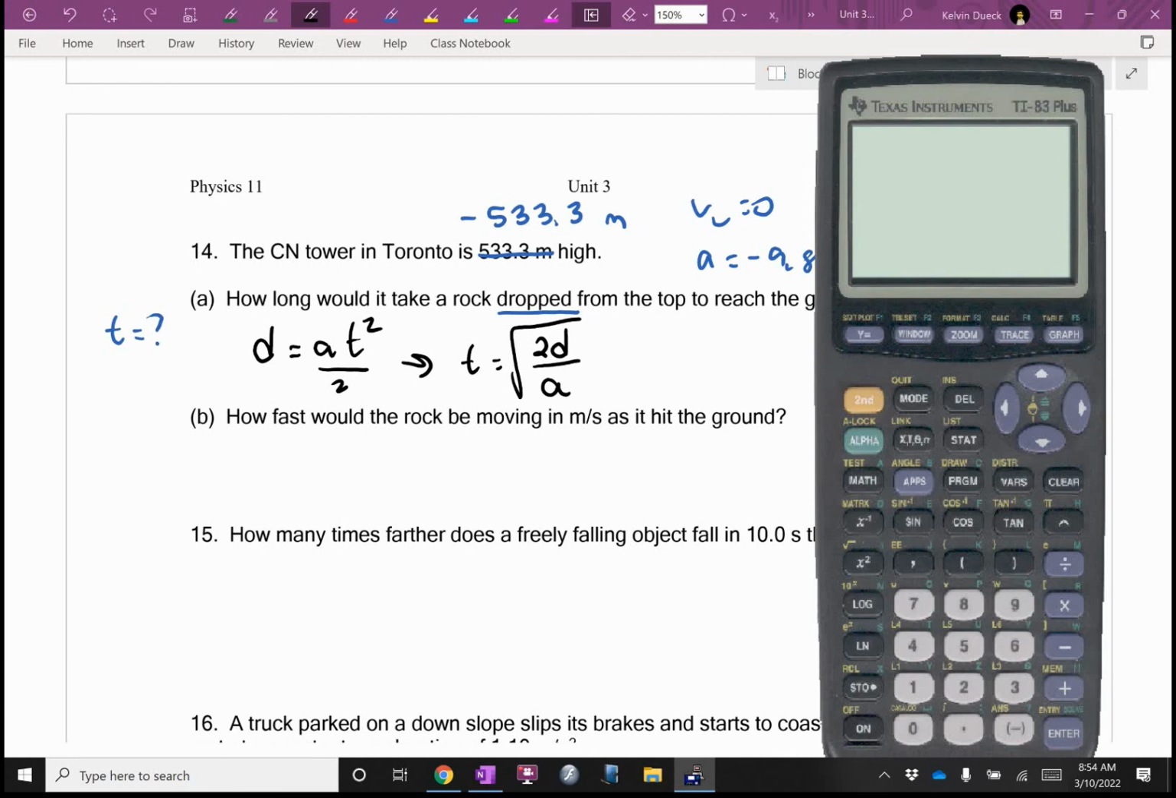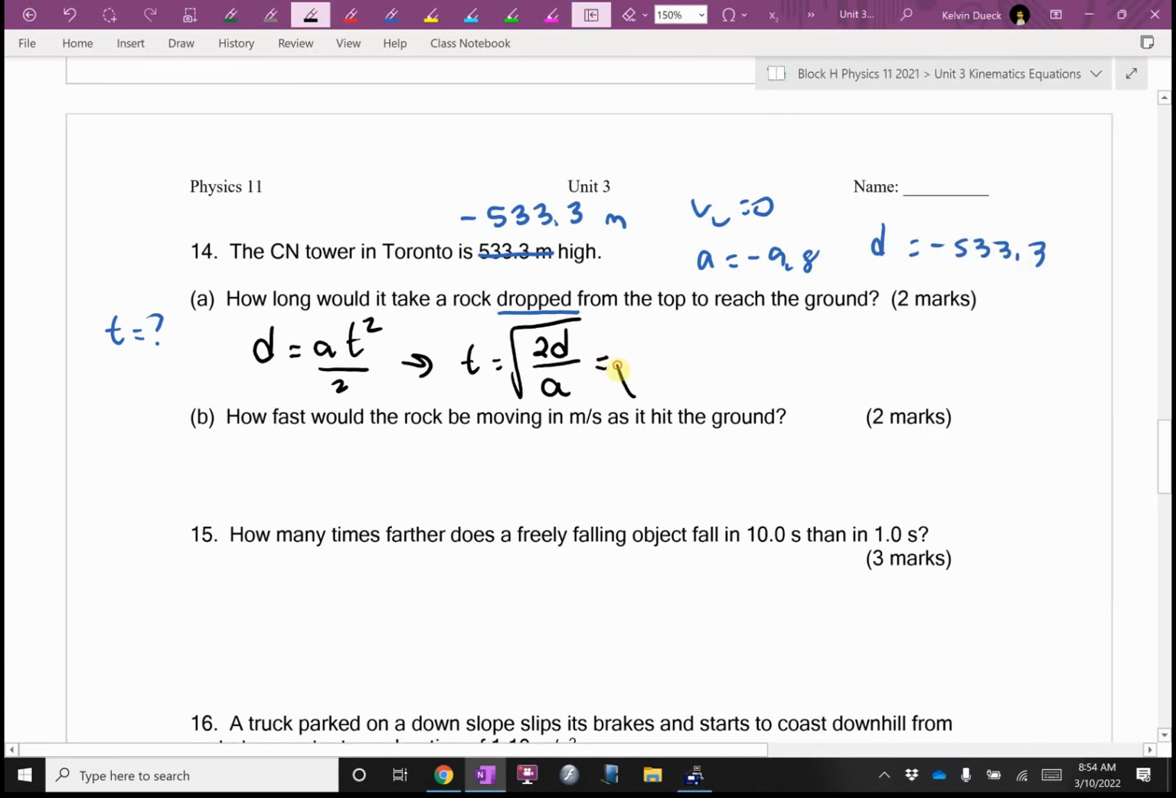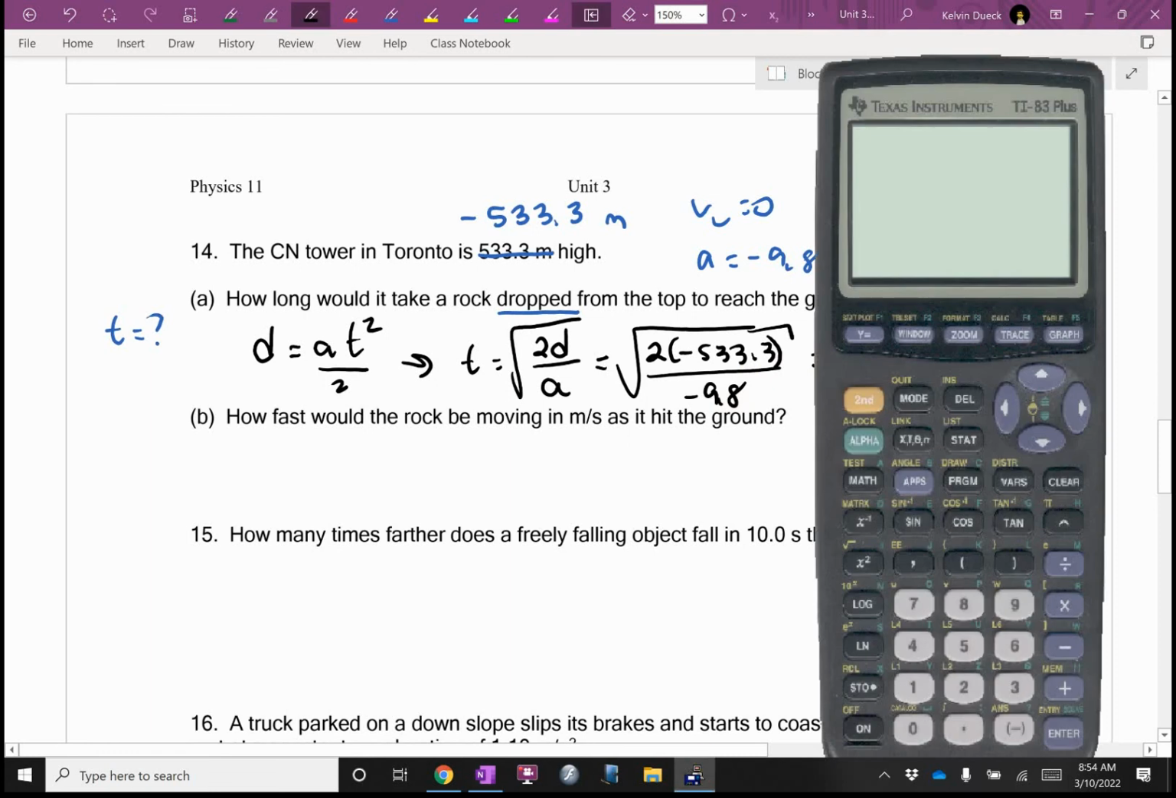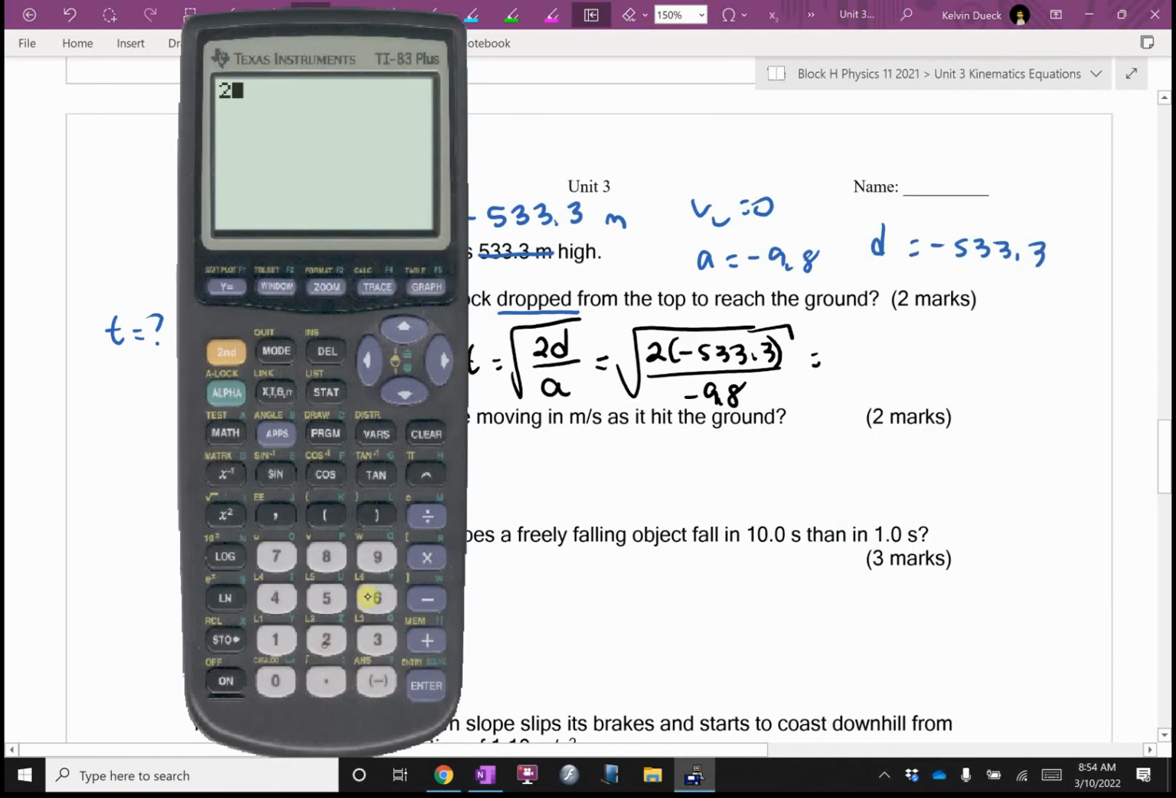So, it's going to be the square root of 2 times negative 533.3 divided by negative 9.8. 2 times negative 533.3 divided by negative 9.8, and then I square root that. 10.4 seconds? That's a fair bit of free fall time from that tower.